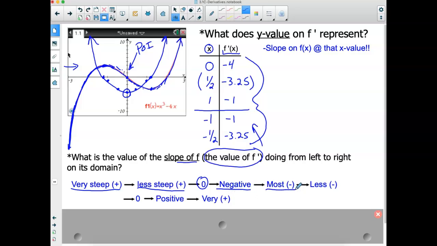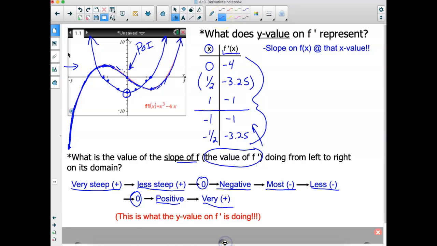Then it gets its most negative at that point. Then they start getting less negative, hit 0 again. Then they turn positive, and then they get very positive, okay? So I can see that same thing on the graph of my derivative, because realistically, this is what the y value on f prime is doing.